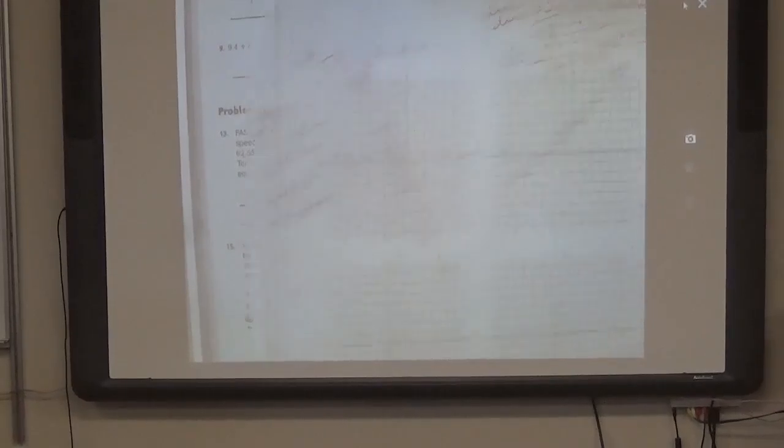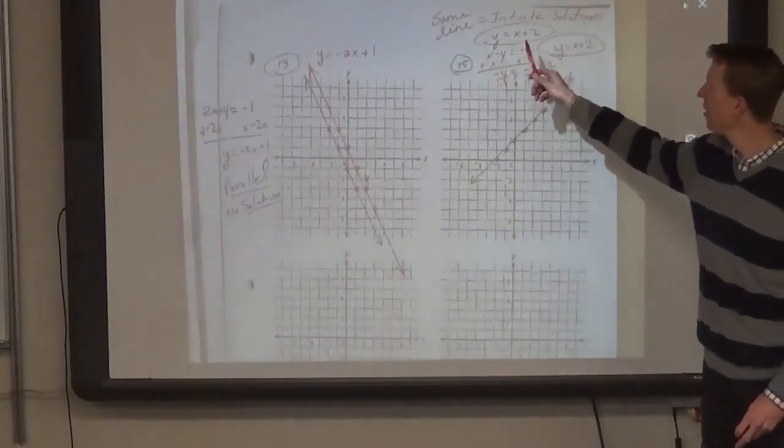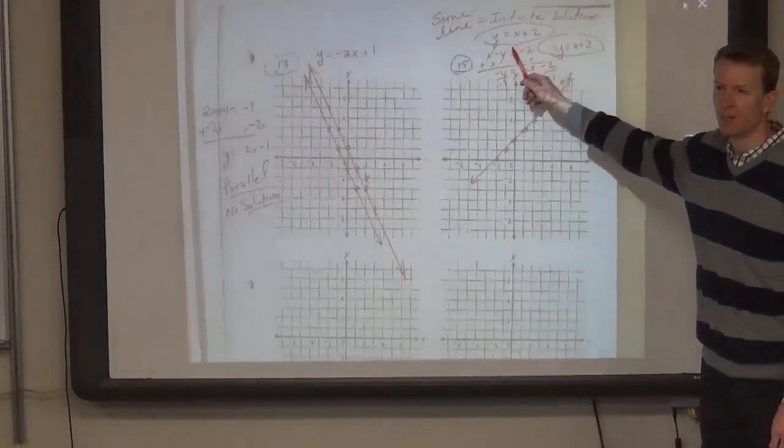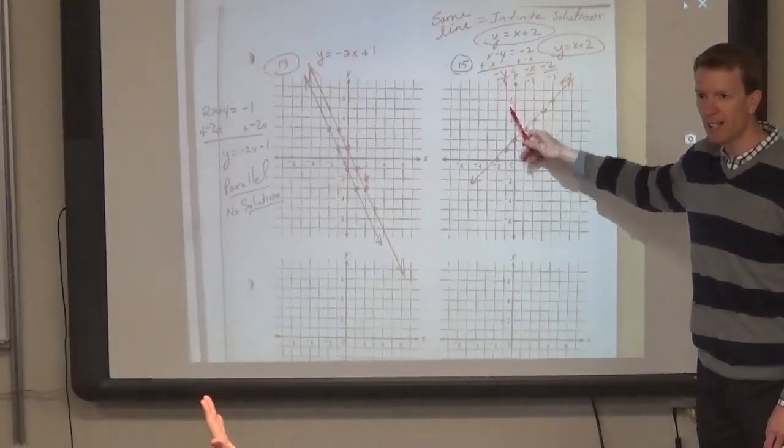Okay. So these are both wrong. How about 15? What do you notice about these equations? Ava? They're the same. They're the exact same. Yep, they give you the exact same line.